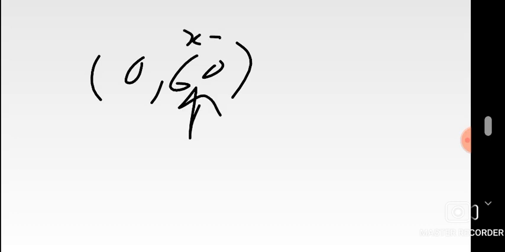Let's say there was a 0,60 in the first equation. Meaning, which one is your y-axis? This one. This is the one they're calling x2. This is your x1. So the x2 is your y, the x1 is your x. So that's what you just need to know.